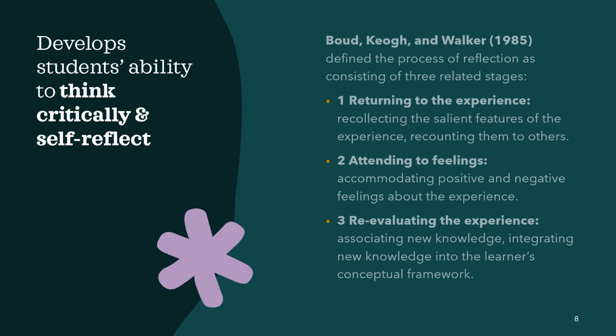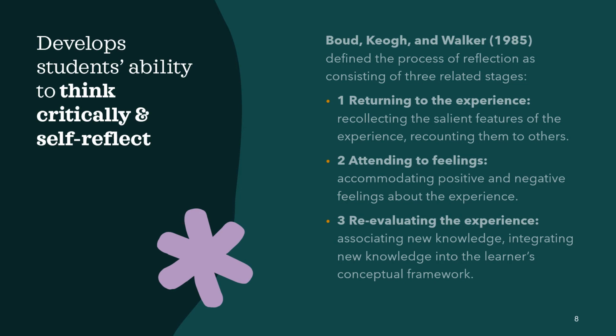Bowd, Coe, and Walker define the process of reflection as consisting of 3 stages. 1. Return to the experience, recollecting the salient features of the experience, recounting them to others. 2. Attending to feelings, accommodating positive and negative feelings about the experience. 3. Re-evaluating the experience, associating new knowledge, integrating new knowledge into the learner's conceptual framework.